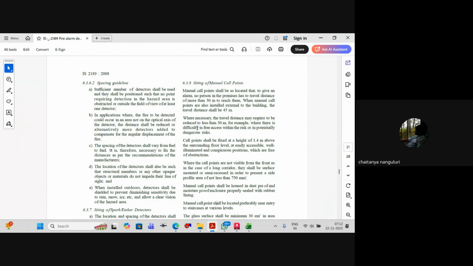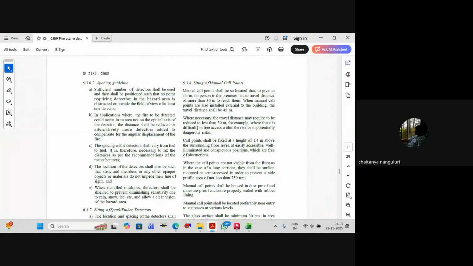Okay. So you've got manual call points, clearly mentioned here, right? Manual call points shall be located so that to give an alarm, no person in the premises has to travel a distance of more than 30 meters to reach them. When the manual call points are also installed externally, generally we don't install them, it's not mandatory that we provide external ones. The travel distance shall be 45 meters. That means any person in the building should be able to reach your manual call point within 30 meters. Am I clear or not?